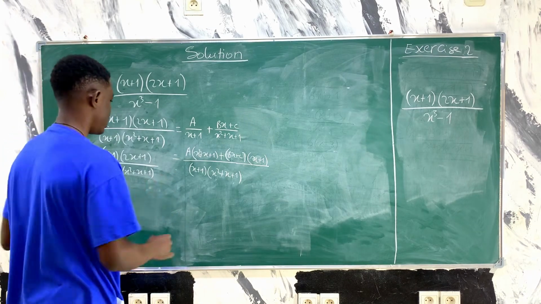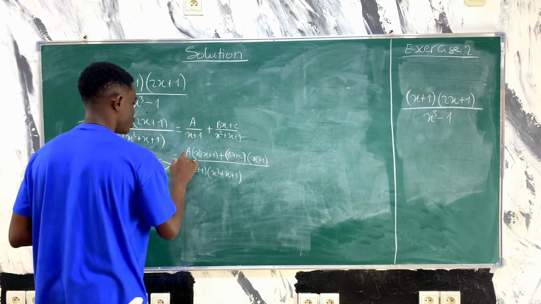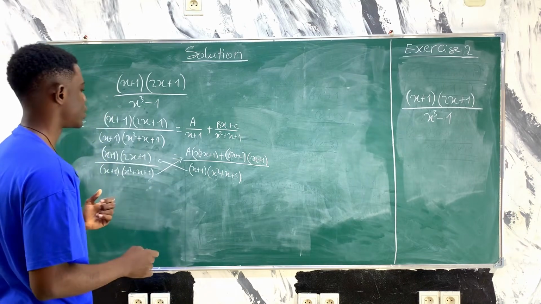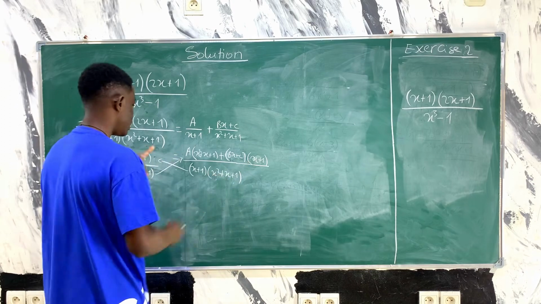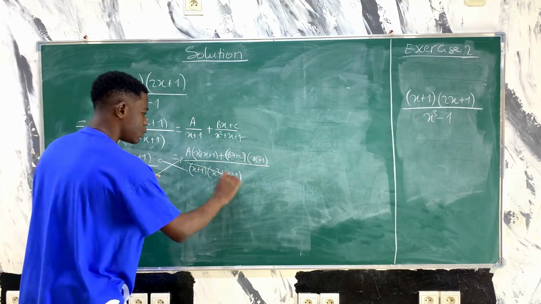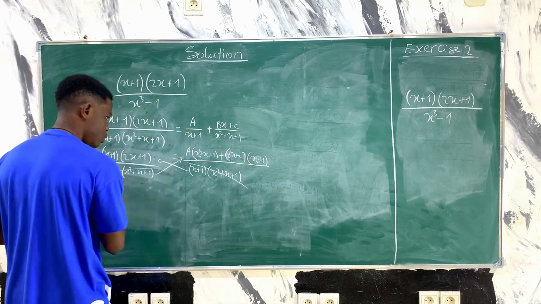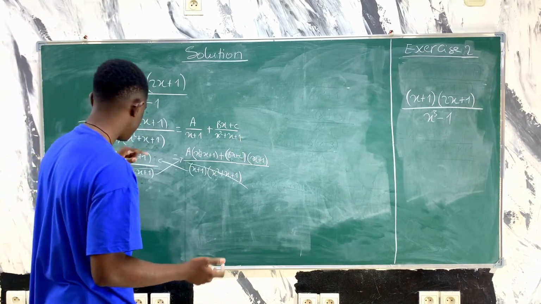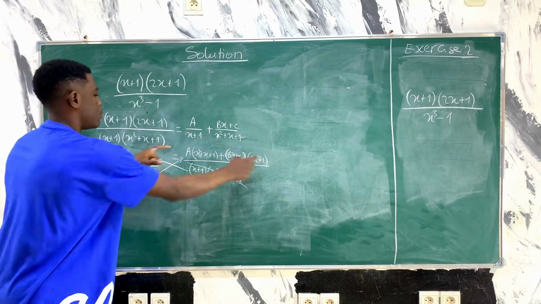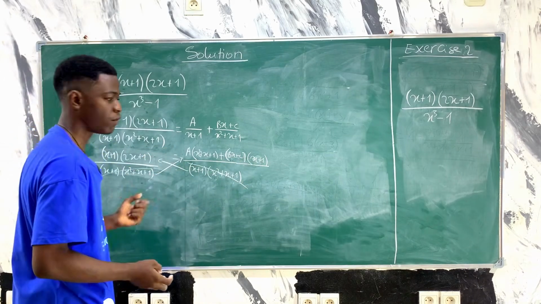So how do I proceed from here? As you all know, I do the cross multiplication. When I do the cross multiplication, this one will come here and this one will come here. And then I can cancel this one which is here with this one which is here because they're the same. I can cancel it. So I'll be left with just the numerators, which will be 3 things.